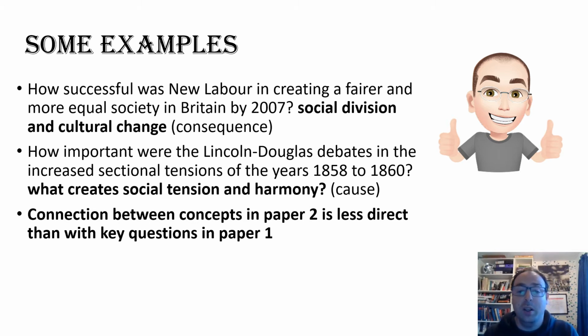How important were the Lincoln and Douglas debates in the increased sectional tension in the years 1858 to 1860? That comes from the concept of what creates social tension and harmony, and so that is a cause question. As I've said, the links between concepts in Paper 2 are less direct than the links to key questions in Paper 1. But again, it gives you a good grounding in preparing yourself and thinking about the kind of things you're going to be asked.